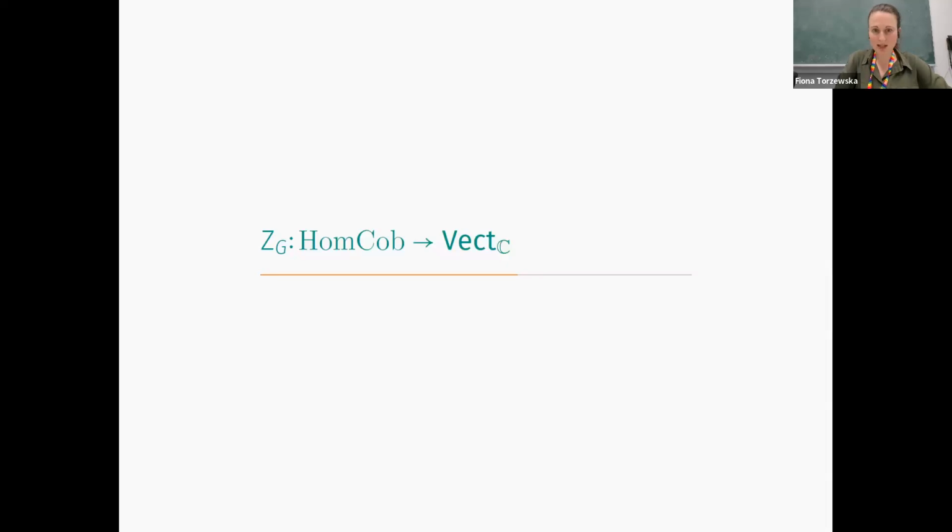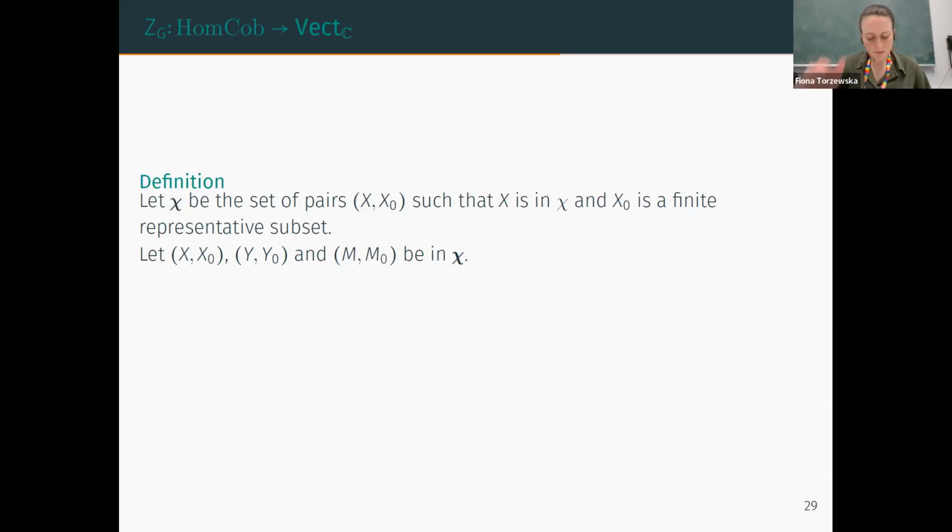Okay, so now for the last part of the talk, I'm going to talk about how to explicitly construct these functors, which take as input a finite group G, and for each finite group G, give a representation from HomCob into the category Vect C. I wanted these constructions to be explicitly calculable.